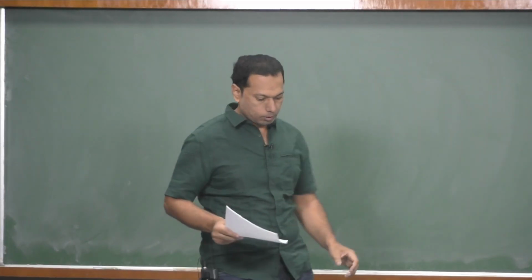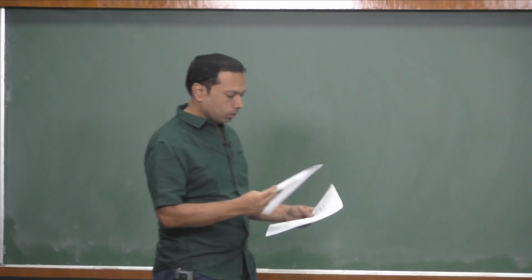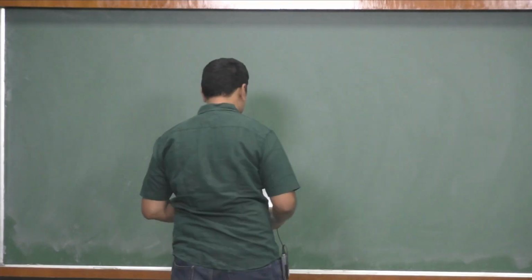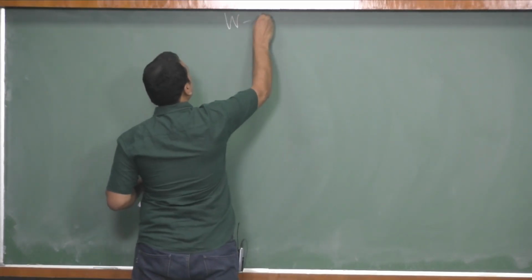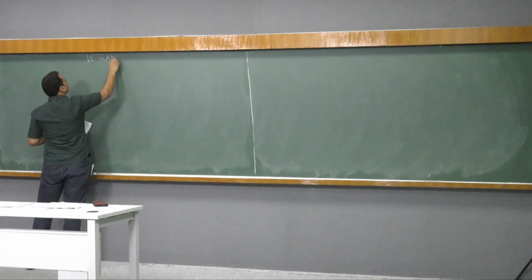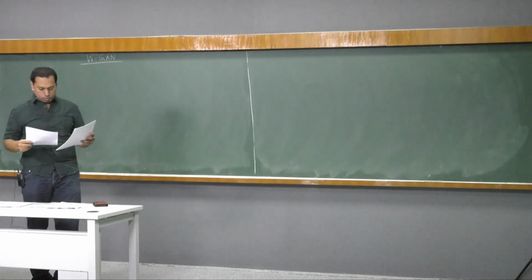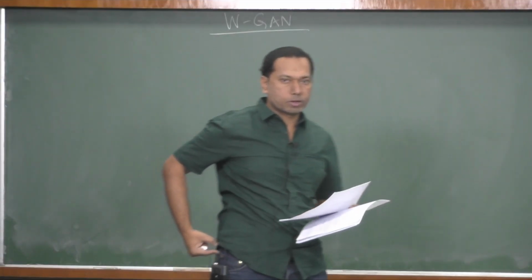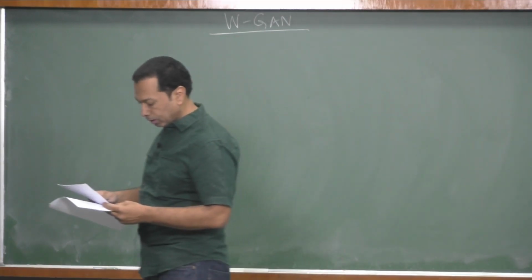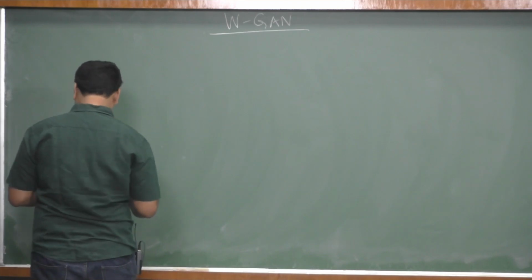So today we will do Wasserstein GAN. So this is another variant of GAN. And to do this, I will recall a little bit of the convex optimization, and in particular duality. So I will do this very quickly.